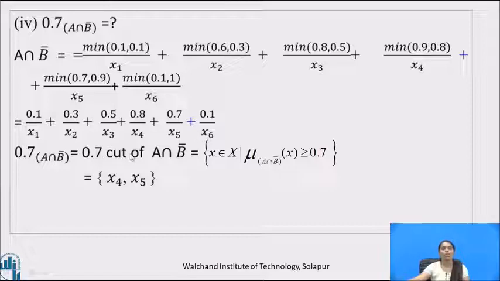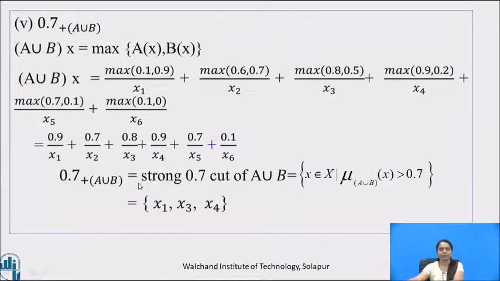Therefore, 0.7 cutoff A intersection B bar is equal to those x belongs to capital X such that mu of A intersection B bar at x is greater than or equal to 0.7. So, the membership grades greater than or equal to 0.7 are 0.8 and 0.7 itself. So, the set is x4, x5. Next is strong 0.7 cutoff A union B.